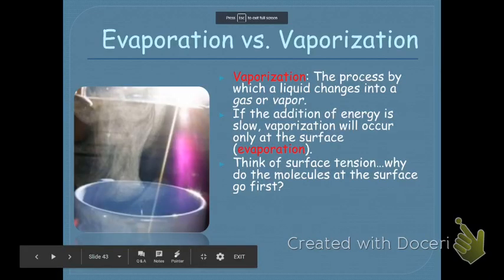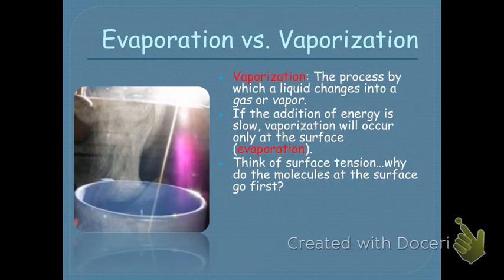So one of the phase changes, evaporation and vaporization, we want to talk about further. Evaporation and vaporization are actually two different things. Vaporization is the general process in which a liquid turns into vapor. Evaporation is a type of vaporization, but if you add the energy slowly, the vaporization only occurs at the surface. This makes sense because of surface tension.